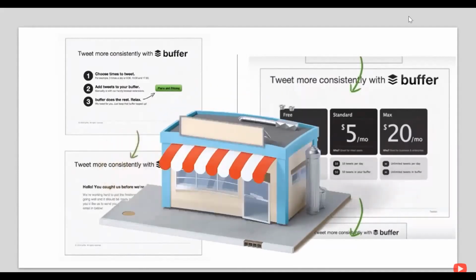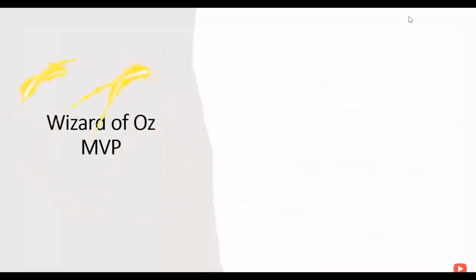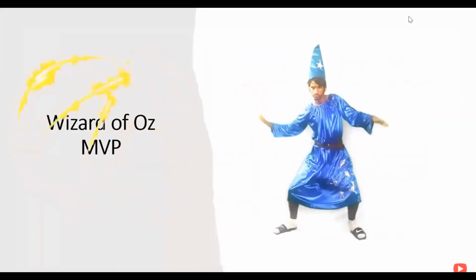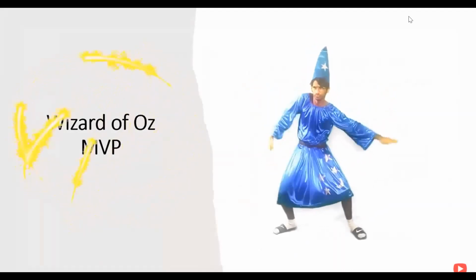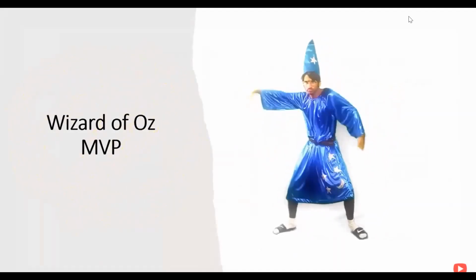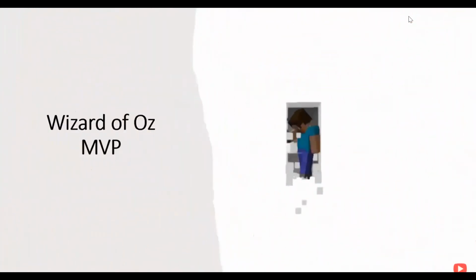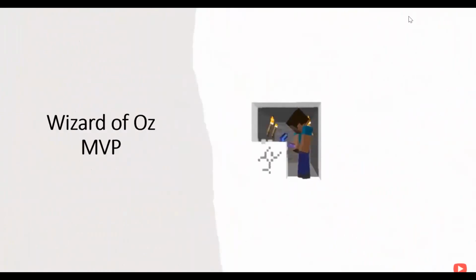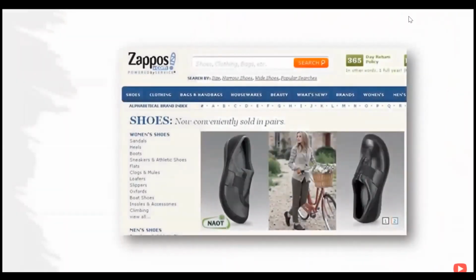The next strategy is a very wizardly one. The idea behind it is simple. Fake it before you make it. Pretend that your business is almost fully automated, while behind the curtain, you are doing everything manually. The best example of a company that did exactly this is the online shoe retailer Zappos.